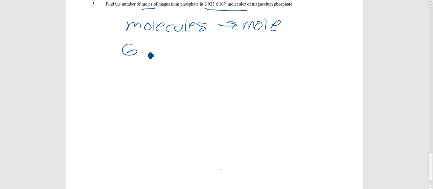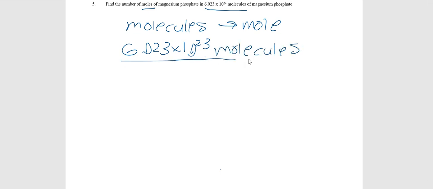Okay, so very last one. Find the number of moles of magnesium phosphate in 6.023 times 10 to the 24th molecules of magnesium phosphate. So you're given this amount of molecules, and you're asked to determine how many moles there are. So the starting unit is molecules, and the final unit that you're trying to find is moles. Here's Avogadro's number over 1 mole of magnesium phosphate, which is Mg3(PO4)2.